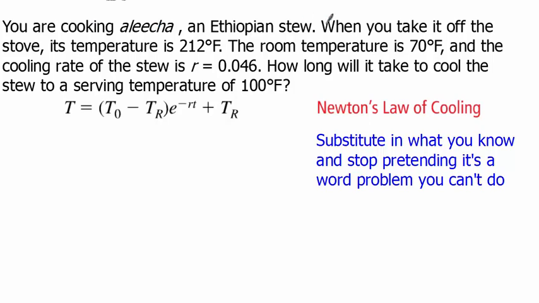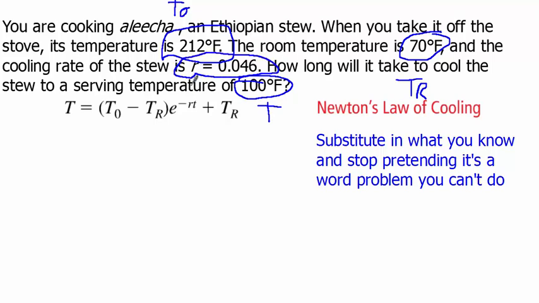When you take it off of the stove, the temperature, this is going to be TO, original temperature. The room temperature is TR, and my goal is to serve it at 100 degrees. That's my final T, and R is my rate. Everything's in here. I just need to plug them in.